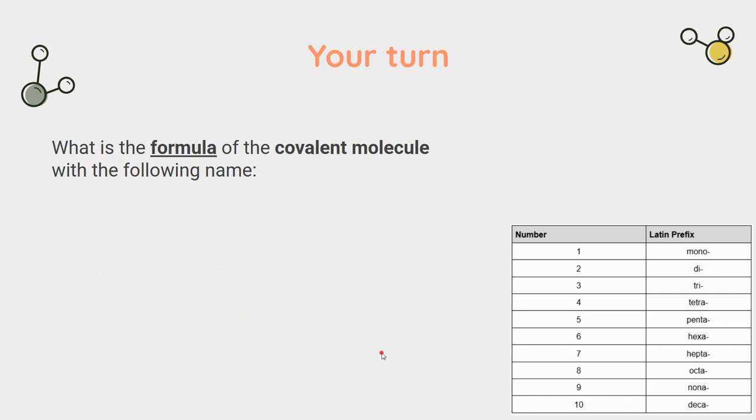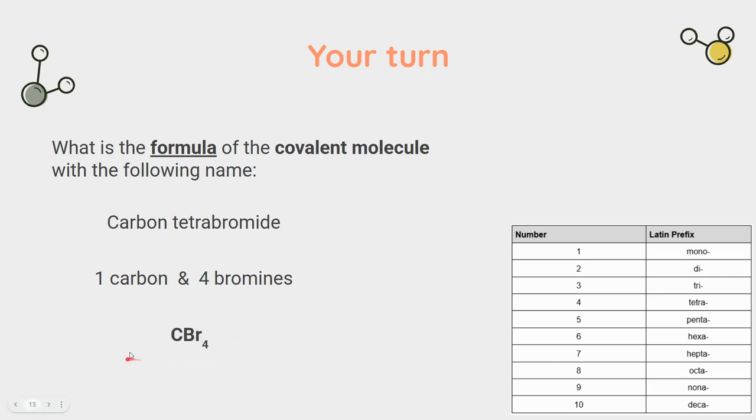And let's do one backwards. What is the formula of the molecule carbon tetrabromide? If you bring this back to counting atoms, because there's no prefix on the first atom, it should be 1, because we don't use mono here. So if there's no prefix, it's 1. 1 carbon, and tetrabromide is for 4 bromines. Therefore, our formula should be CBr4. There's no 1 there for the C because we don't write 1s.